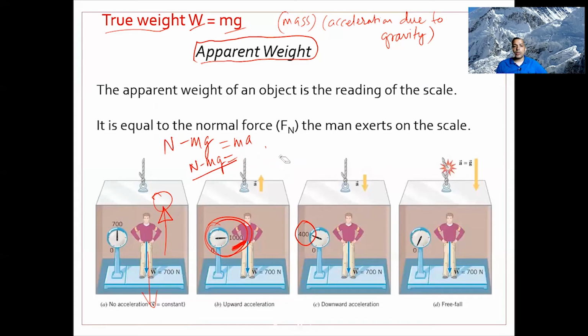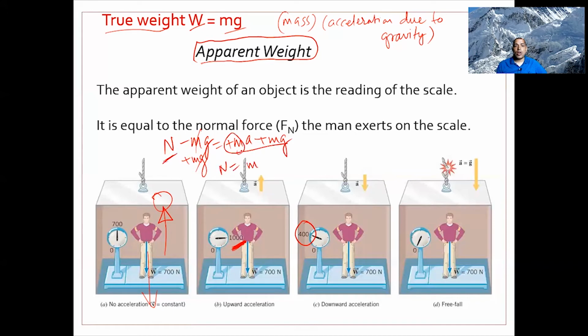But how about here? In this case, your a is non-zero because this is moving now, meaning moving up. So moving up means a is positive. What happens in this case is N becomes mg plus ma. Isn't that right? How? Let me show you here. Add mg on both sides, then this and this cancel out. Then what do you get? N on the left-hand side and this guy on the right-hand side.